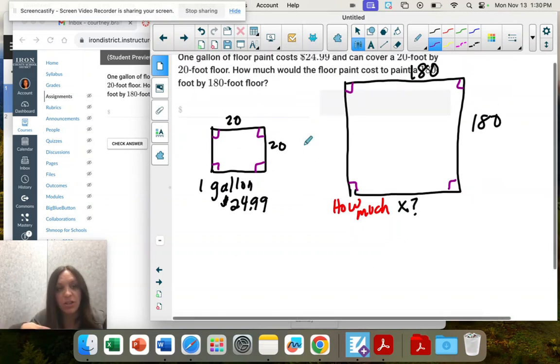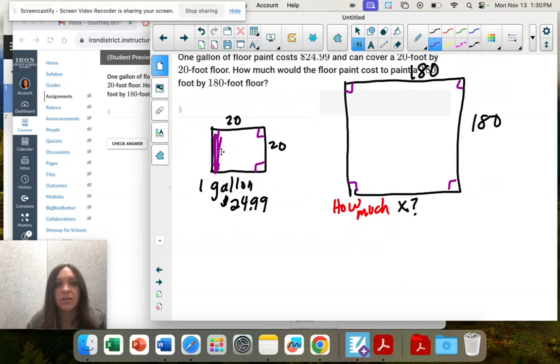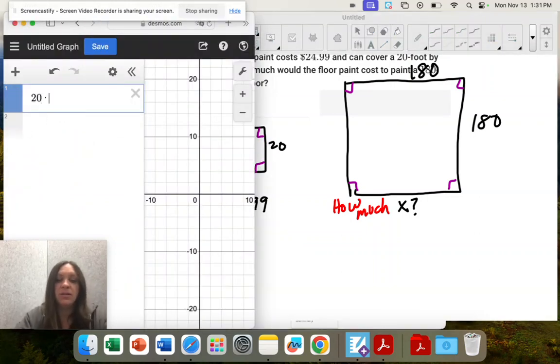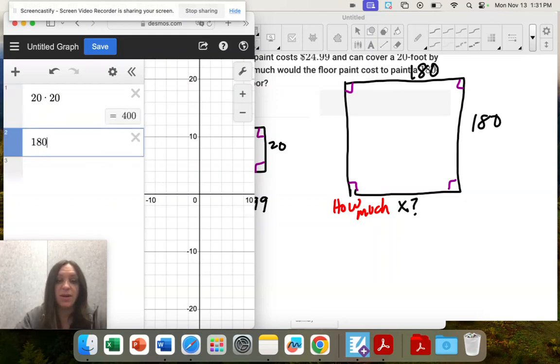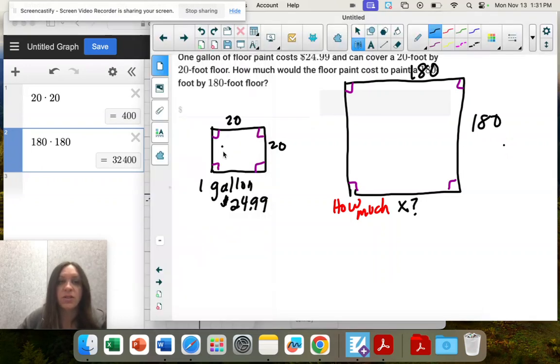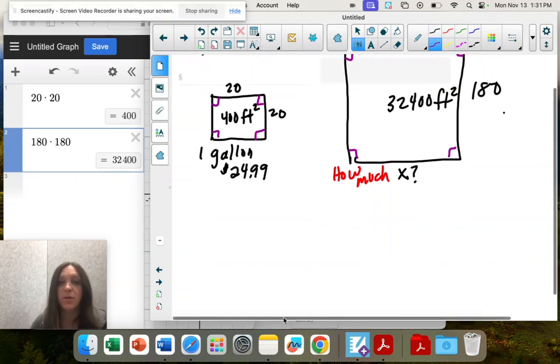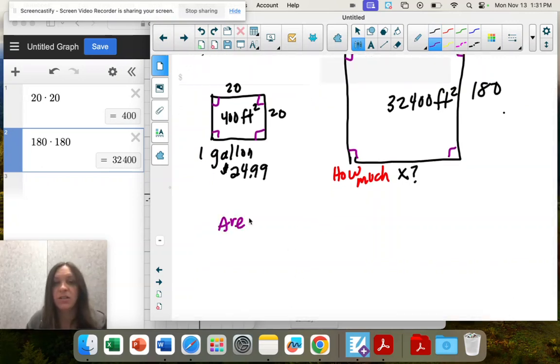When you paint something, you're covering that whole space. That's the area of the floor. So to find area, we take length times width. So 20 by 20, which is 400. And then we also have this giant floor, 180 times 180. So 400 square feet, and then 32,400 square feet.